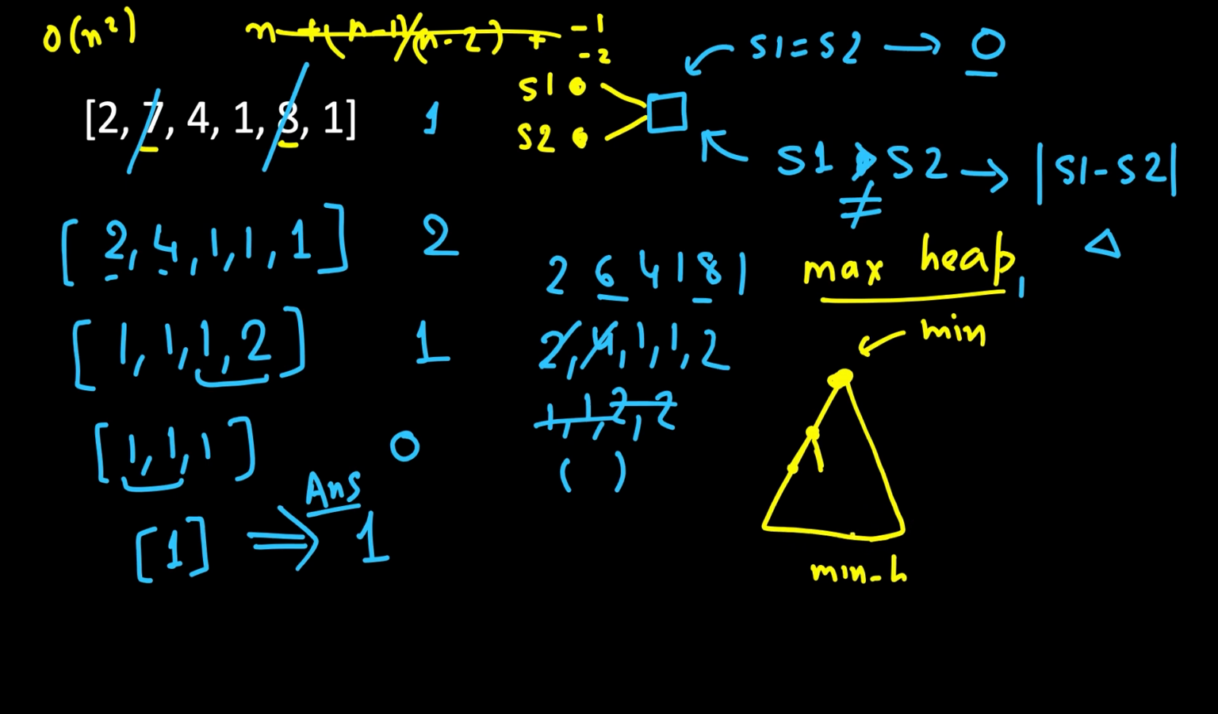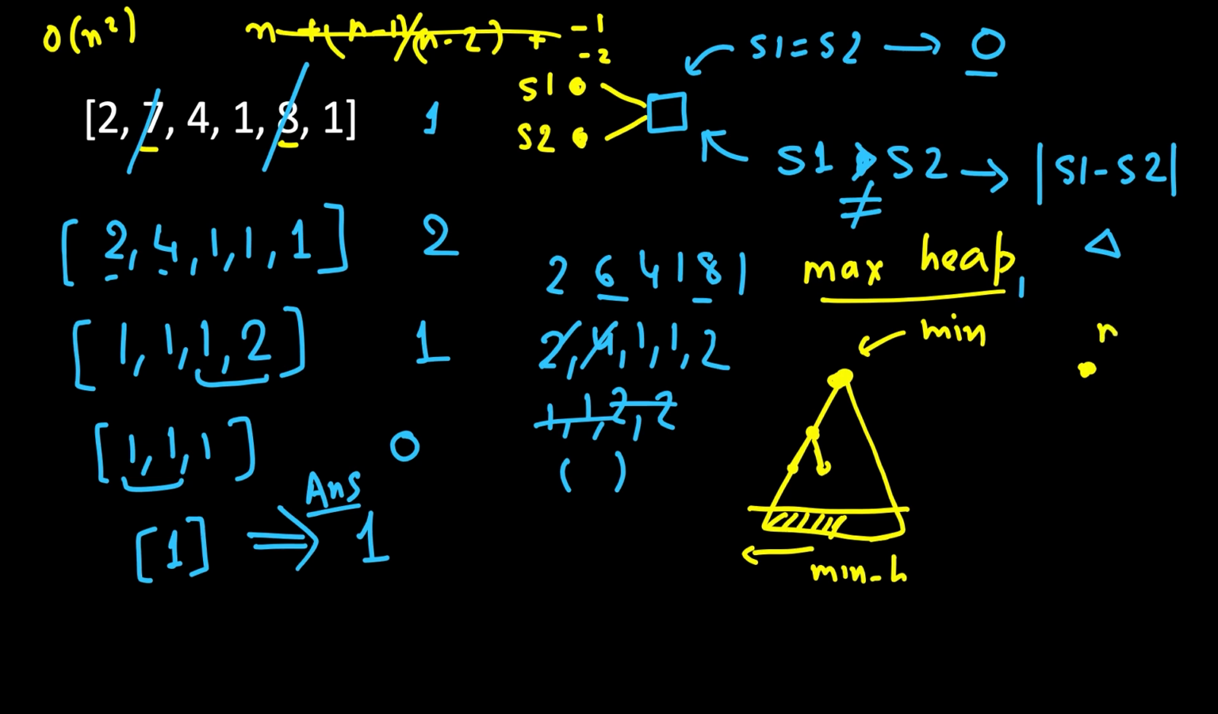One additional property is that all the levels are filled except the last level, and the last level is left filled. So till the last minus 1 level, everything is filled, and whatever elements are left, they will be towards the left. So it's almost a complete binary tree. And this is the property in min heap: all the descendants, left and right, will have value more than this.